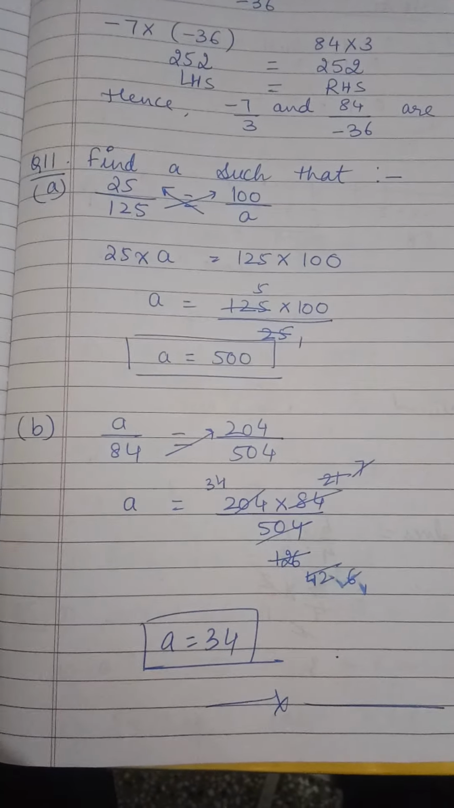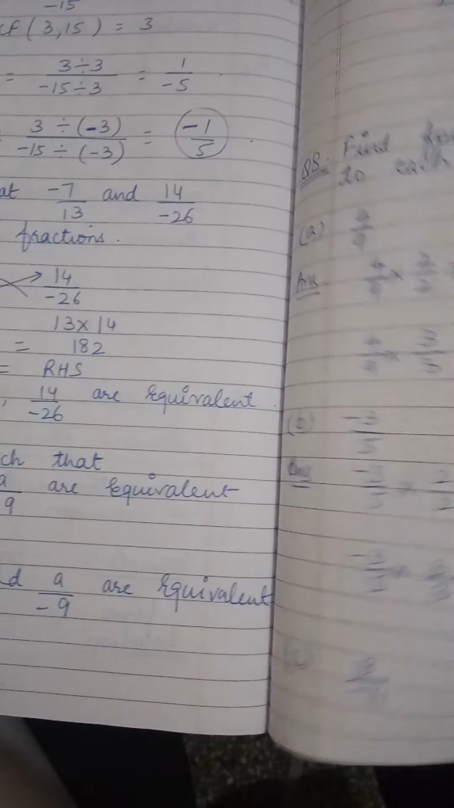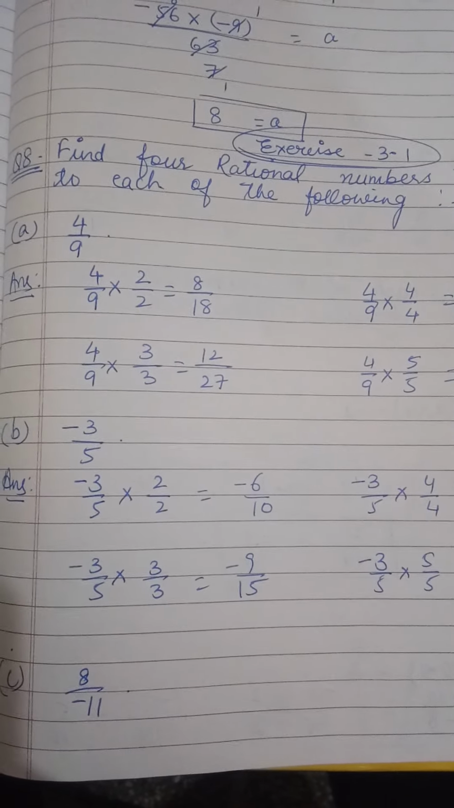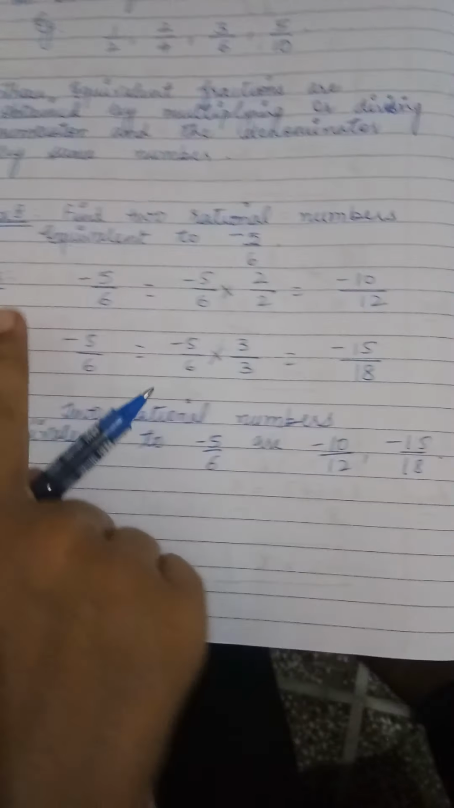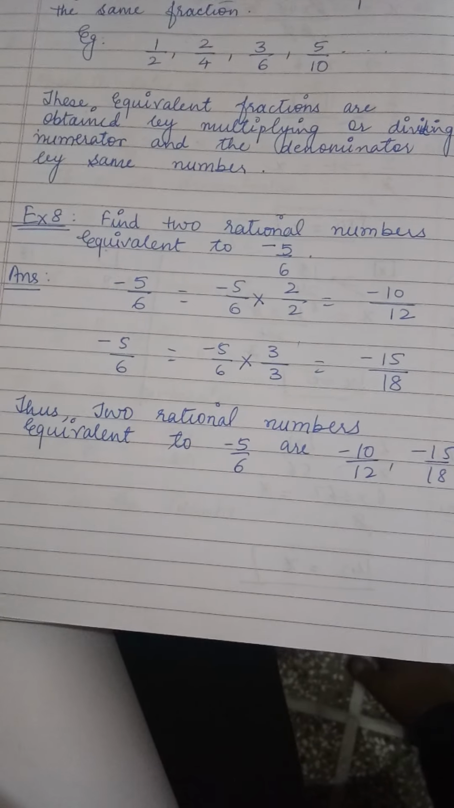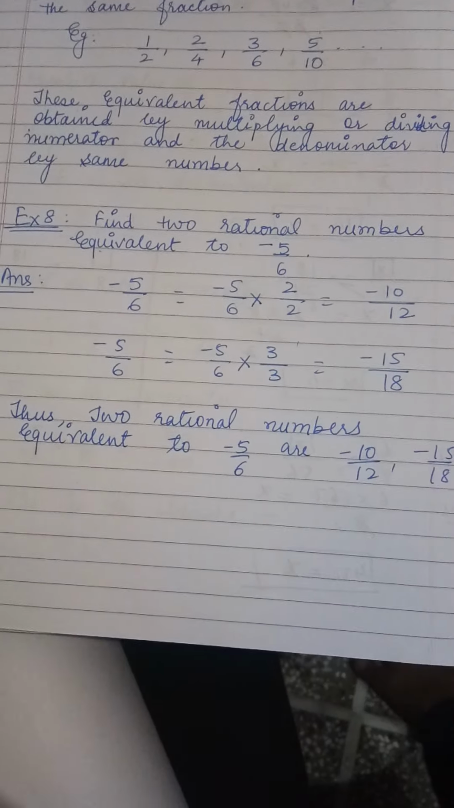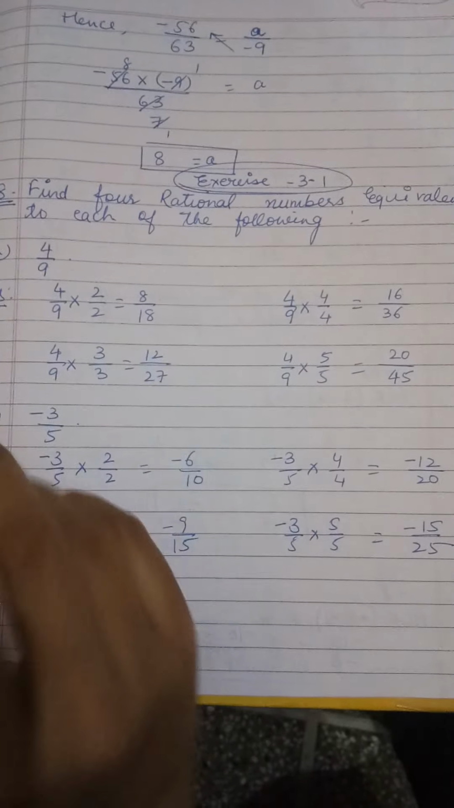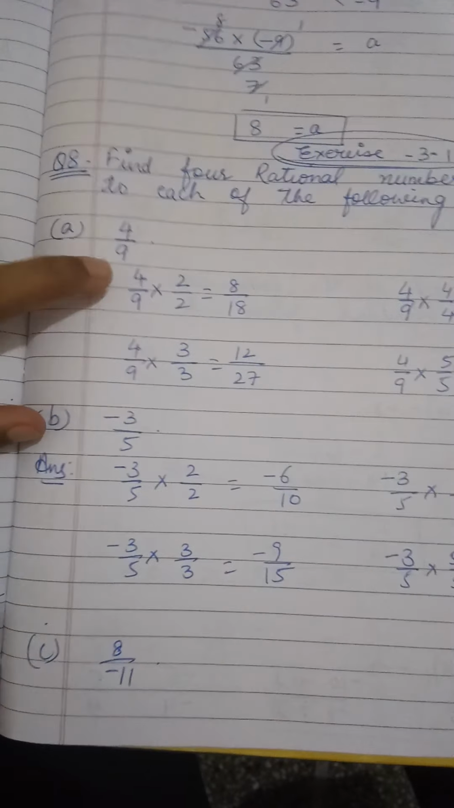Now we are left with question number 8 and question number 9. So let's see. These are very easy questions. Question 8 is based on example number 8, in which we have to find rational numbers which are equivalent. What we had to do here is, instead of 2, now they are asking for 4 rational numbers which are equivalent to each. Now 4 upon 9 is there. I want to know what is the equivalent fraction of this.